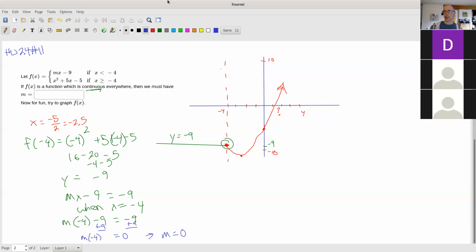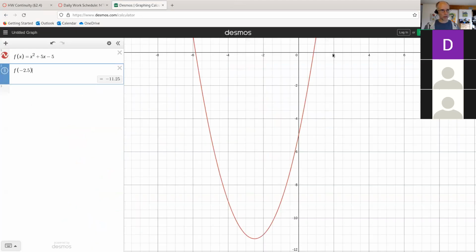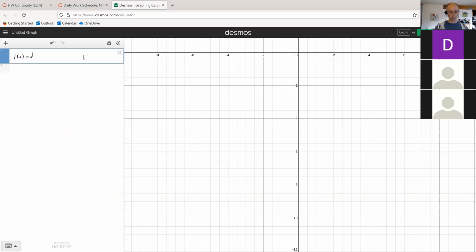Let's graph to check. All right, so to graph a piecewise function like that in Desmos, let's do it. You start off with your f of x equals, and then you put a curly bracket in. And then you define what x values to use first. And I'm first going to use x is less than -4. And then colon, what do I do if x is -4? I graph y equals -9, comma.